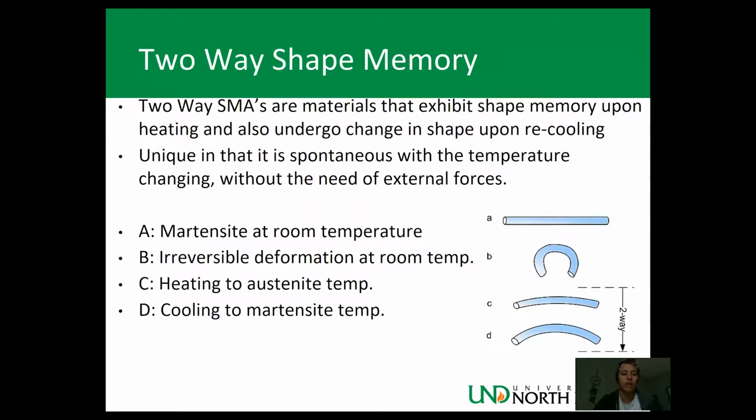Two-way shape memory materials exhibit shape memory upon heating and also undergo change upon recooling. So it's unique in that it is spontaneous with temperature changing, without the need of external forces. So again, here's an image of it. Martensite at room temperature, irreversible deformation at room temperature or cool temperature, is heated to austenite temperature and then cooled back to martensite.